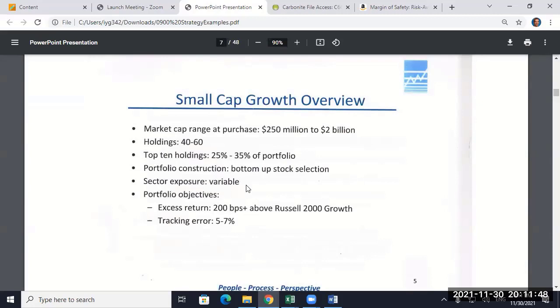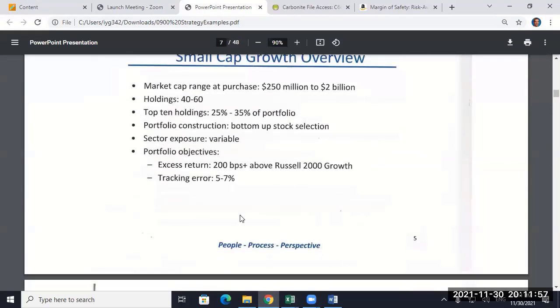Sector exposure, variable. Portfolio objectives, excess returns. They want to beat the Russell 2000 by 200 basis points. Where do they get that from? Who knows? They just made it up. Tracking error 5 to 7%. So what is their information ratio? Anybody know that? 200 basis points alpha and 5% tracking error.